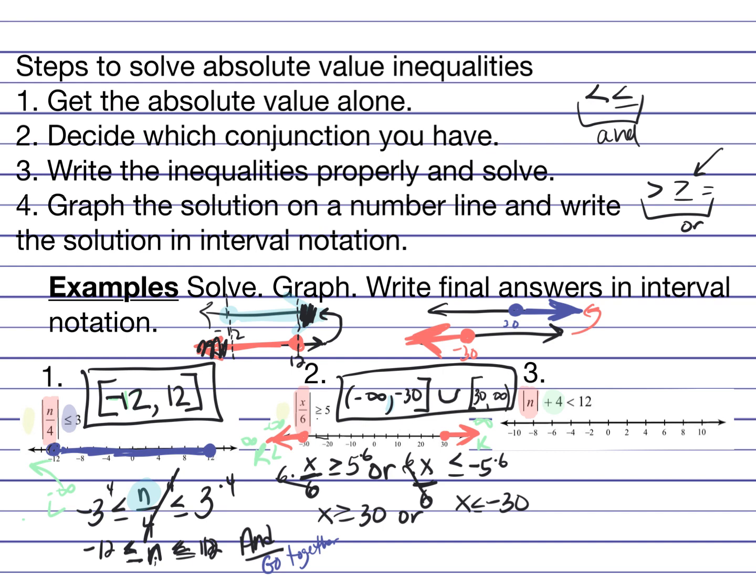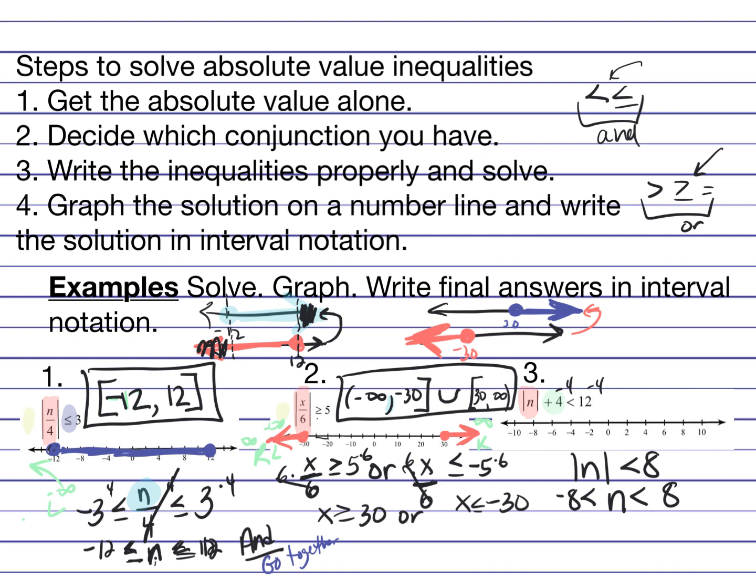Okay. For the next one, I am going to get my absolute value alone first by subtracting 4. So the absolute value of n is less than 8. And now I'm going to decide my conjunction. Is it and or is it or? And when I look up here, I see it's that symbol. So you write down what's in the absolute value. You put that symbol on either side of it. You put positive 8 on the right, negative 8 on the left.